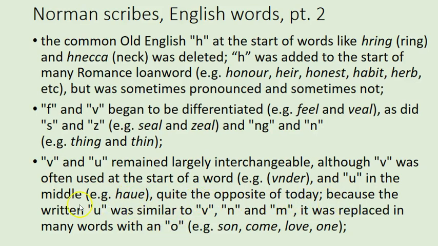Quite the opposite of today, because the written U was similar to V, N, and M. It was replaced in many words with an O. So sun, cum, ruv, un, this was all U's in Old English, but it gets replaced by O's in Middle English, in part just because all of these letters would be written with simple up and down strokes called minims, and so if you had too many minims in a row, it was hard to make out what the word was saying.